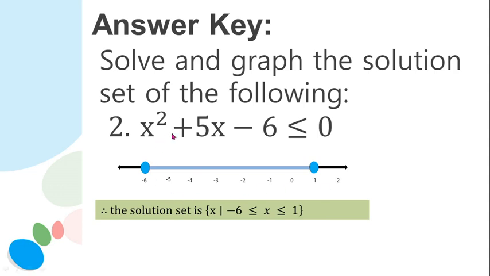Next, let us have number 2. We have x squared plus 5x minus 6 is less than or equal to 0. So the graph looks like this. You should have your points plotted using a solid or closed circle, and the shaded region is the middle region, because the solution set is the set of all x such that x is greater than or equal to negative 6 but less than or equal to positive 1.